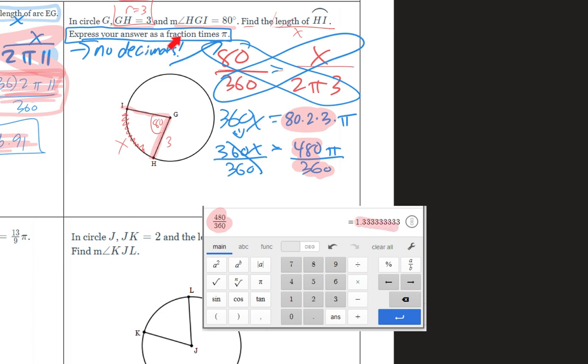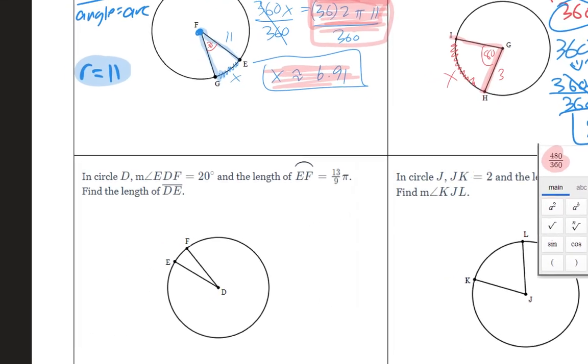But they said they want it as a fraction. So remember, we're going to type this button right over here. Make sure you push that, and then that will give us x equals 4/3 pi. Once we use that symbol right over there, that will give us our correct answer. So make sure that you do that, and that's our answer, 4/3 pi. All right, so keeping that in mind, let's keep it moving.